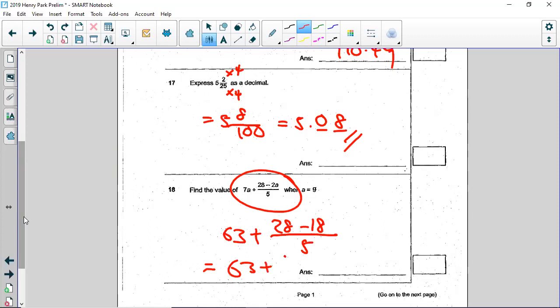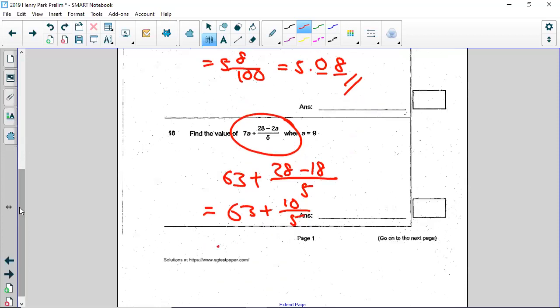When you do everything in one equation, you can see what is the next thing to do. 63 plus 10 over 5. Then the next step is 63 plus 2, and of course your answer will be 65. So the lesson here: don't break up the steps, because you may forget the last few steps that you have to do. Question 19.